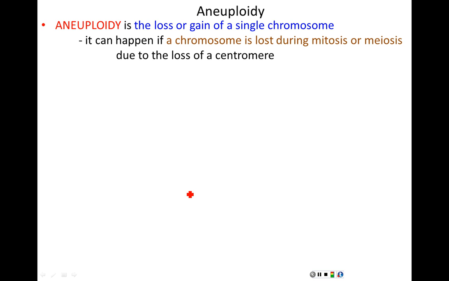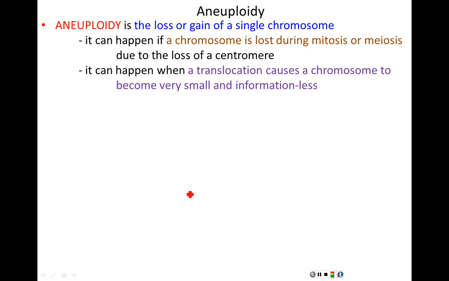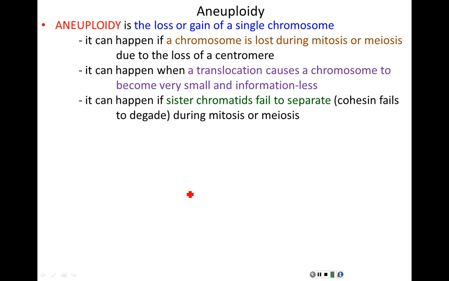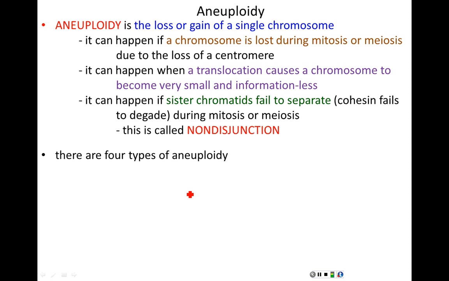It can happen if a chromosome is lost during mitosis or meiosis because of the loss of a centromere, because of one of those strange translocation events we just went over, because of the lack of the ability of cohesin to degrade. All of these result in the loss or gain of a chromosome. When we have the failure of sister chromatids to separate, we call that non-disjunction, the ability of chromosomes to disjoin. Non-disjunction is specifically for a cohesin failure, a sister chromatid separation failure, but any of these kind of things, these incorrect occurrences, can result in aneuploidy.